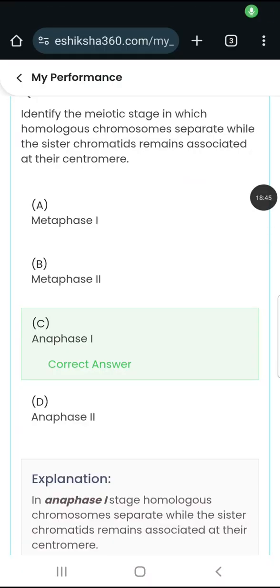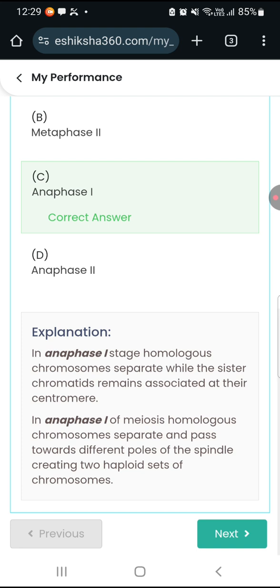Identify the meiotic stage in which homologous chromosomes separate while the sister chromatids remain associated at their centromere. Answer: anaphase 1. Explanation: in anaphase 1 stage, homologous chromosomes separate while the sister chromatids remain associated at their centromere. In anaphase 1 of meiosis, homologous chromosomes separate and pass towards different poles of the spindle, creating two haploid sets of chromosomes.